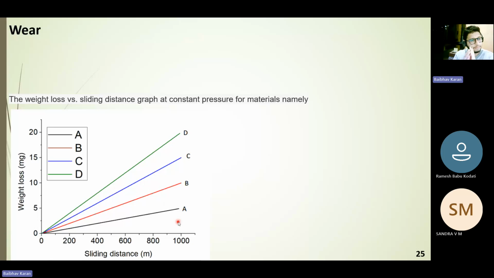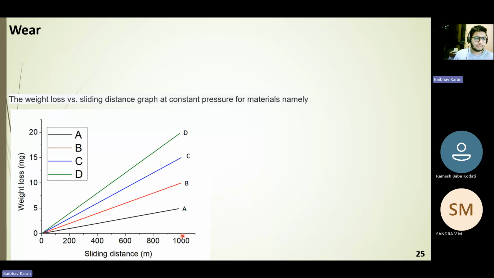Clearly, in layman's language, what you see is that the weight loss is increasing at a higher rate for material D, then comes C, then B, then A. In material D, everything else remains the same. When you compare results, as I told you earlier, the base should be the same: parameters, time, sliding distance, all conditions should be kept the same.